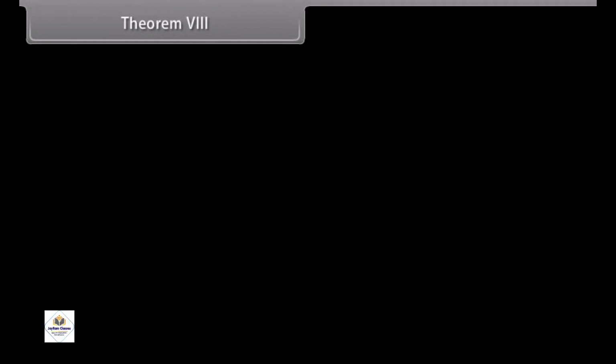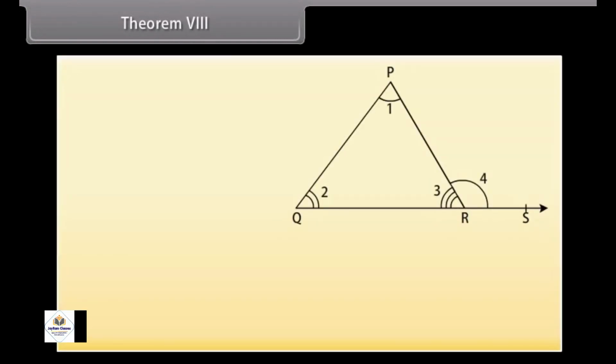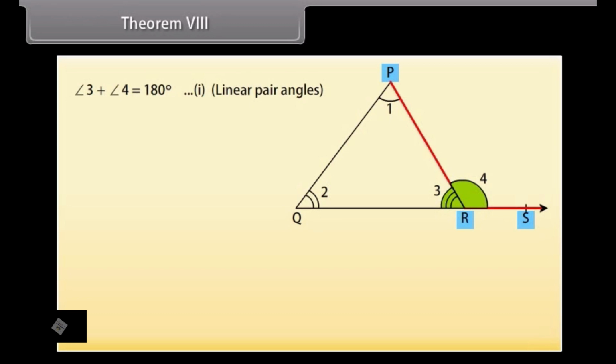Theorem 8. Do you remember about the exterior angle of a triangle? Look at this figure. Here side QR is produced to point S. Angle PRS is called an exterior angle of triangle PQR. Is angle 3 plus angle 4 equal to 180 degrees? Yes. Angle 3 plus angle 4 is 180 degrees because these are linear pair angles.